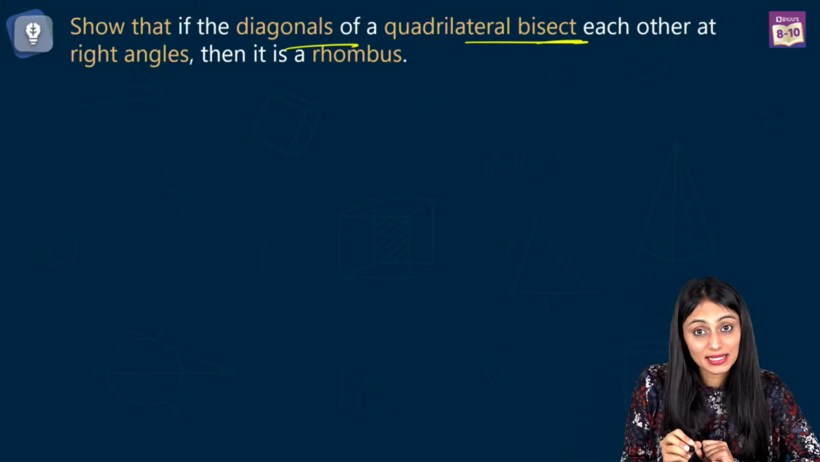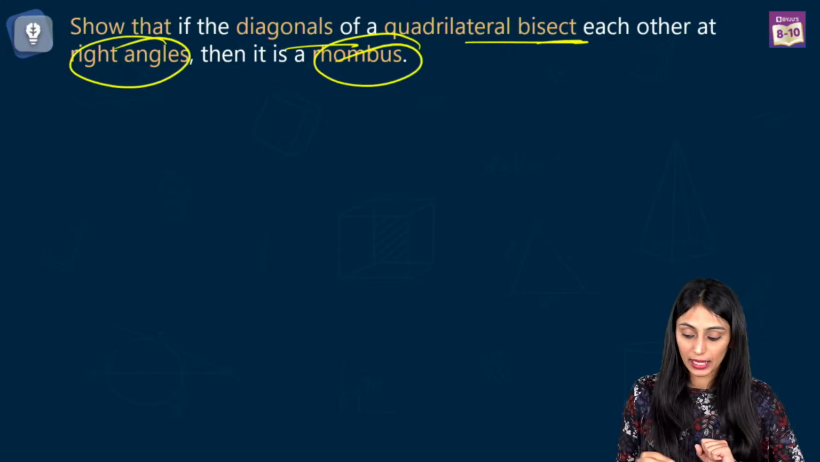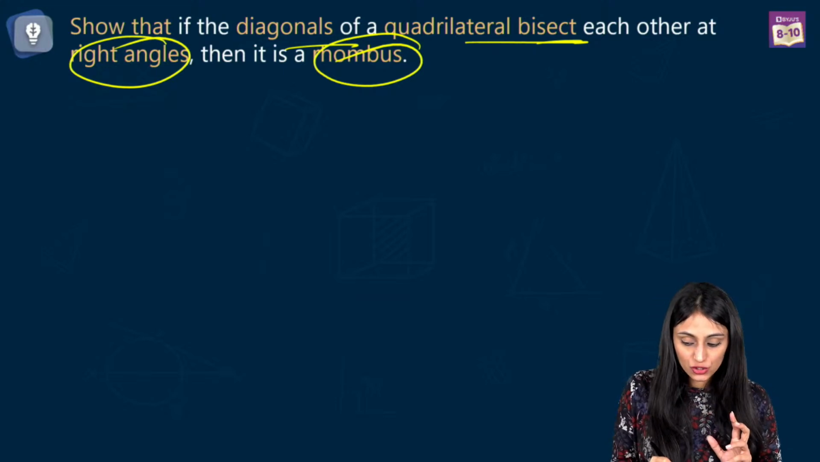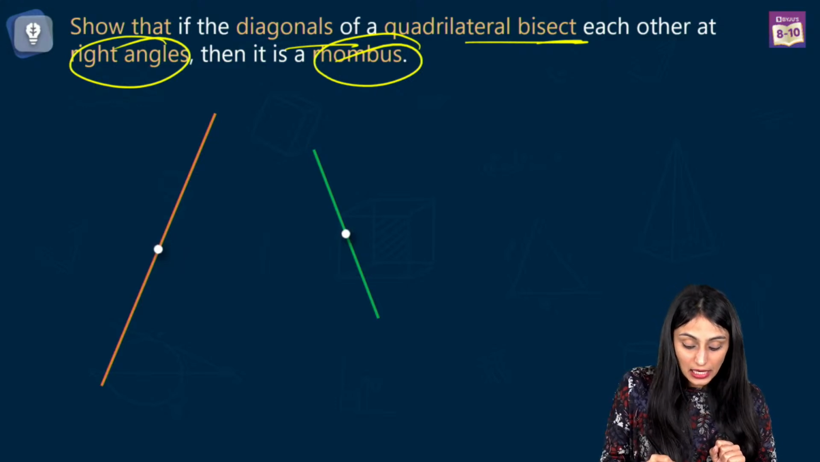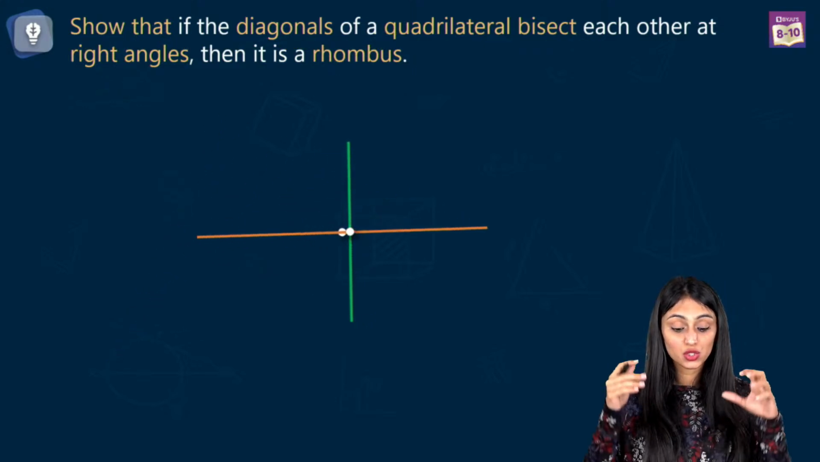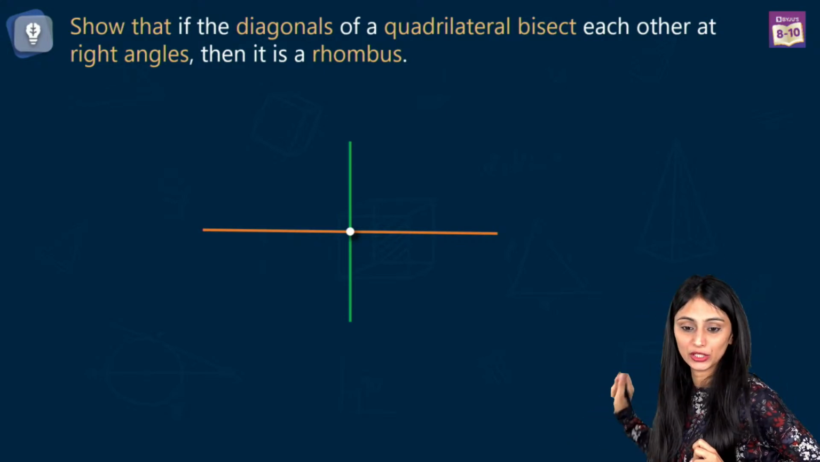So the diagonals are bisecting each other at right angles. This is also mentioned. Now we need to prove it a rhombus. Okay, so let's visualize it first. Let's draw any two lines, and now let's plot the midpoints on them like this. Now we will overlap them in such a way that these lines are perpendicular to each other. You can see that these lines are perpendicular here.